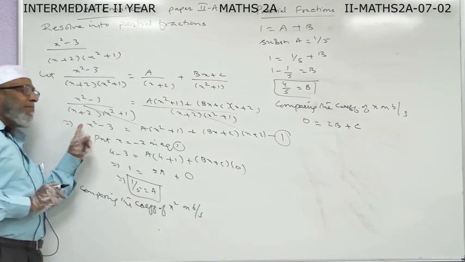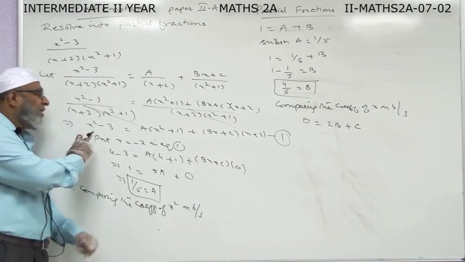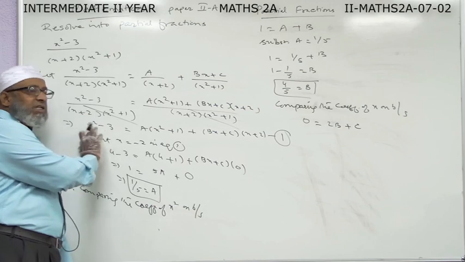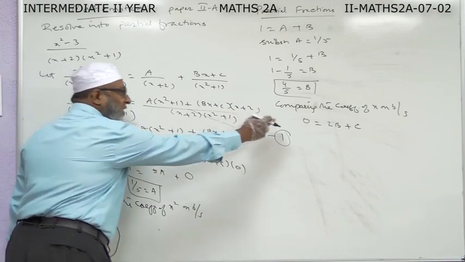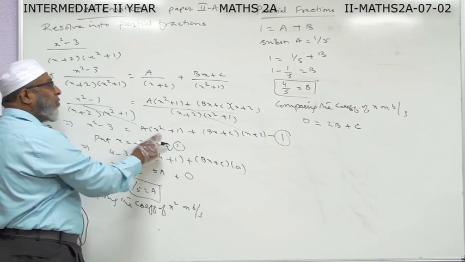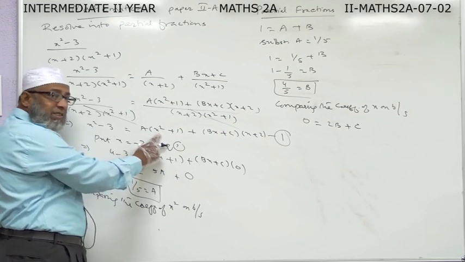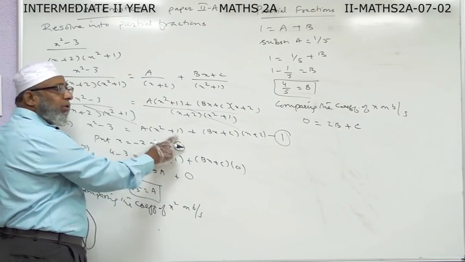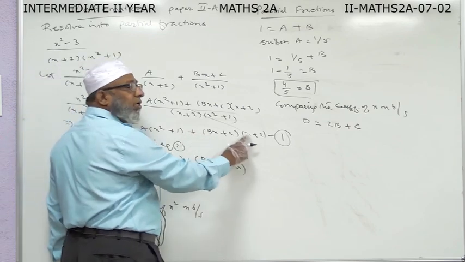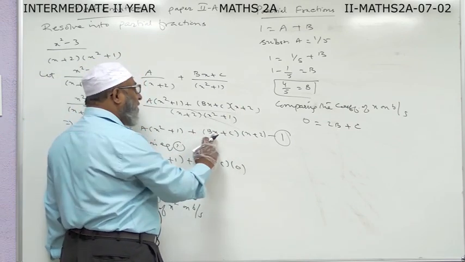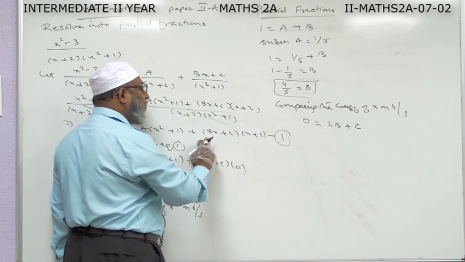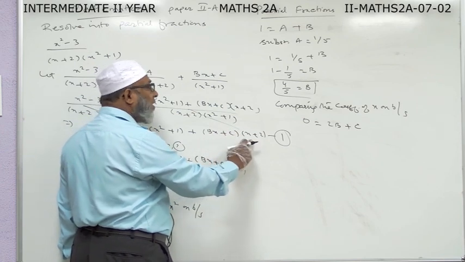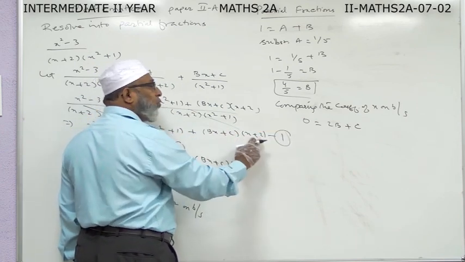So, what I have done? Comparing the coefficient of x on both sides. This is x square minus 3. There is no x term. So, in place of that, write 0. A into x square. No x term is there. Leave it. A into 1 constant. Leave it. X into x square. I am not interested. X into 2. That is 2b. Then c into x is c. C into 2. I am not interested.